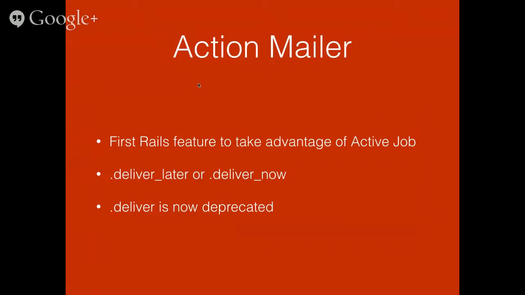Action Mailer is the first Rails feature to actually take advantage of Active Job built in. So you now have deliver_later or deliver_now methods, as opposed to the original deliver, which is now deprecated. You can just say, I'm going to deliver later, and it'll automatically head off to your queue, or deliver now if you want to do it immediately.